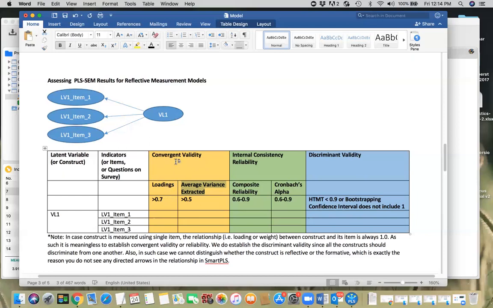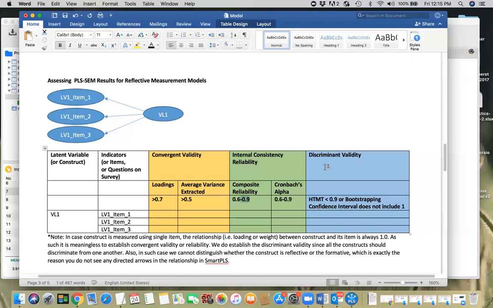So we're going to assess the convergent validity, and we're going to assess the reliability in terms of composite reliability, which should be in the range of 0.6 to 0.9, and Cronbach's alpha, which should also be between 0.6 and 0.9. Now again, let's put it the other way. It should not be more than 0.9, because if it is more than 0.9, that means these items are basically the same. Okay, and that's something we need to worry about. So it has to be more than 0.6, but reliability should not be more than 0.9. So that's something we have to keep in mind.